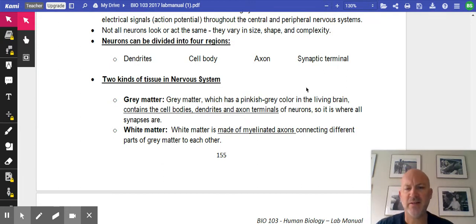Just keep in mind, this is kind of important, that when we look at the tissues of the nervous system, there's two major types of tissues. There's gray matter, and then there's white matter. If we're looking at gray matter, pretty much we're looking at everything that's in the cell body, so that includes collections of cell bodies. That's going to be the nucleus, the cell body, and then the dendrites.